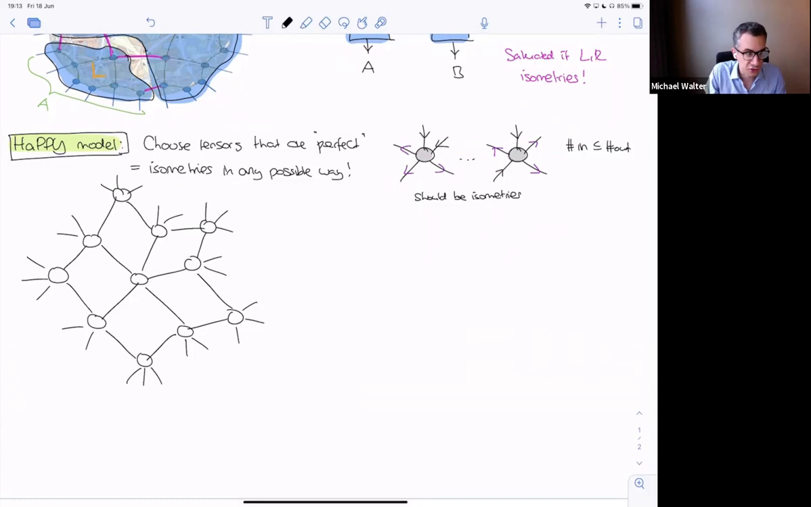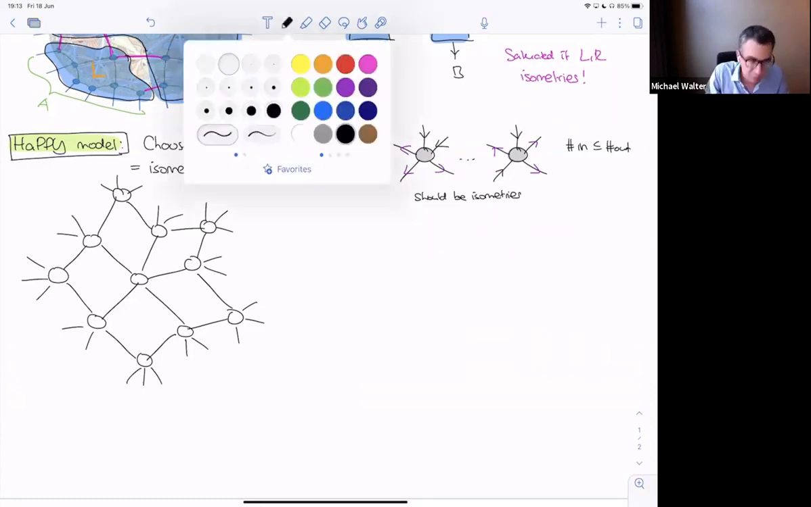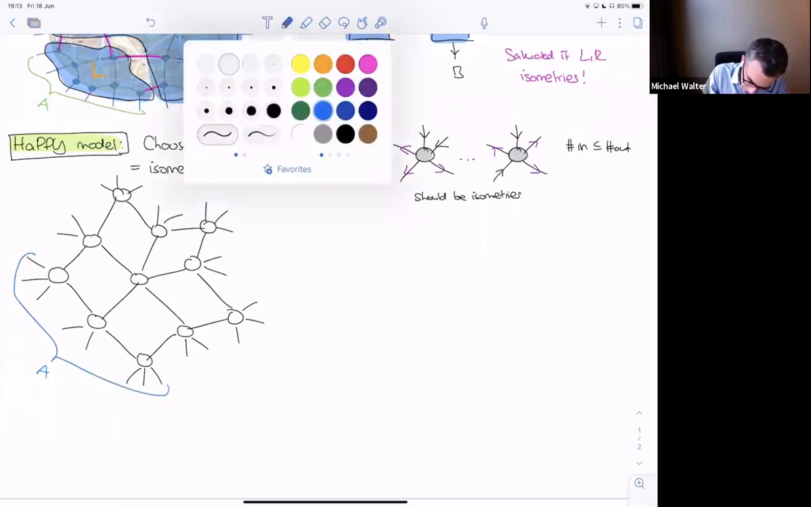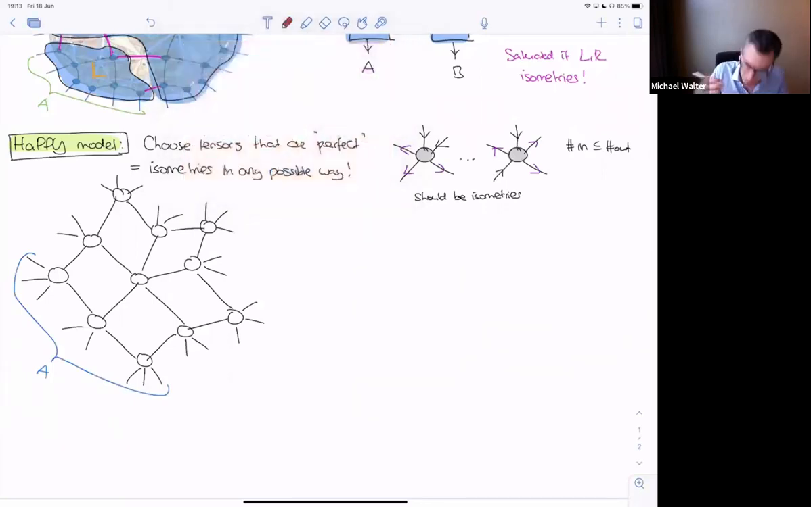So imagine, this is one particular tensor network that we might be interested in, and maybe this part here, just maybe subsystem A, okay. In this particular network, one way of choosing this minimal cut through the network would be like this. This would be gamma A.